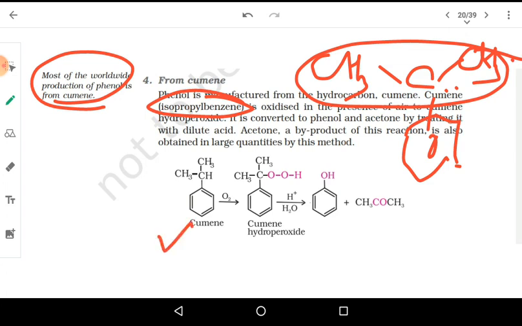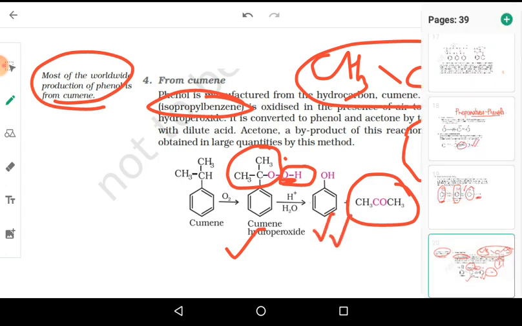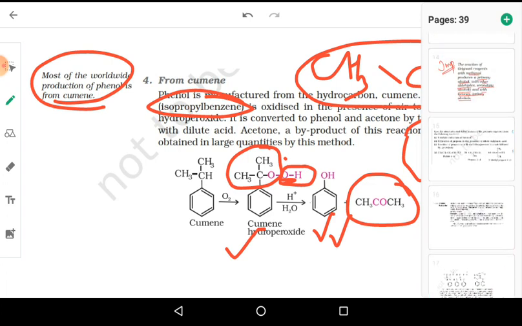First, we are going to carry out the oxidation of cumene. When we are carrying out the oxidation of cumene, to this particular carbon we are going to add 2 oxygen atoms. As a result of which we get cumene hydroperoxide, that is this. And now what we are going to do is we need this OH group. So we are going to remove the remaining part, and that is going to move out as CH3COCH3, and we are left with a phenol here. So these are the different methods of preparation of phenol.